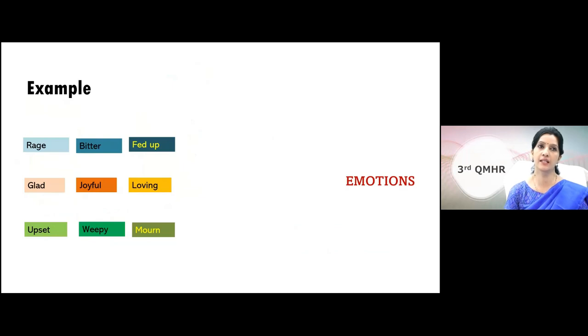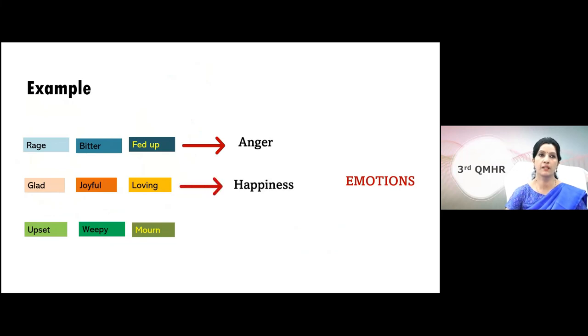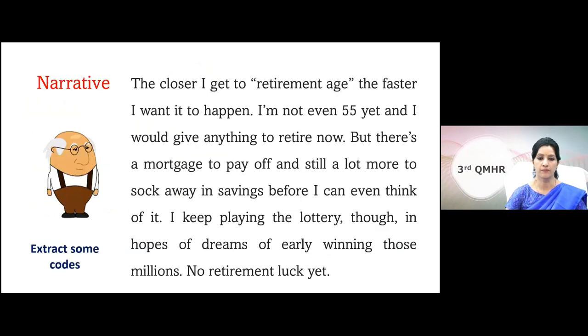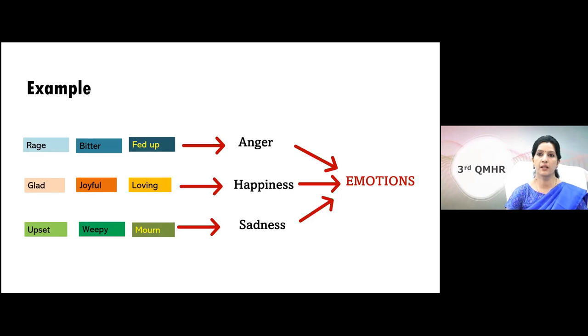In this example, you can see rage, bitter, fed up, glad. These are all examples of emotions: joyful, loving, upset, weeping, moan. So maybe the first three you can group in the form of anger, the glad, joyful, loving in the form of happiness, and the upset, weeping, and moan in the form of sadness. All these will form the emotions. Regarding that exact example, we are sharing an article with you today on the framework. Do read that article, and then you will understand the relationship between open, axial and selective coding.